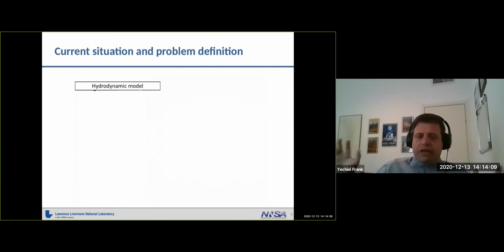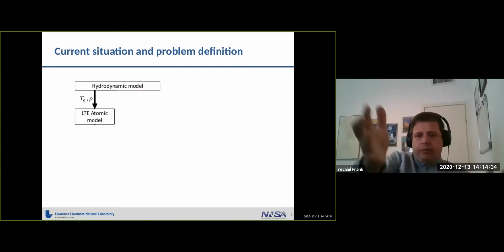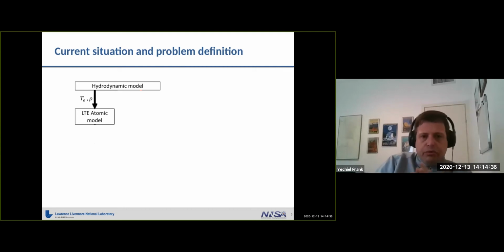Okay, so again, more of a general background. How do we make such a calculation? So we said there is a hydrodynamic model and there's the atomic physics model, but how does the loop work? Basically you have the hydrodynamic model, and the hydrodynamic model gives you the electron temperature and the density at each point in your sample, in your simulation. It could be any type of experiment, it doesn't really matter for the sake of this discussion.